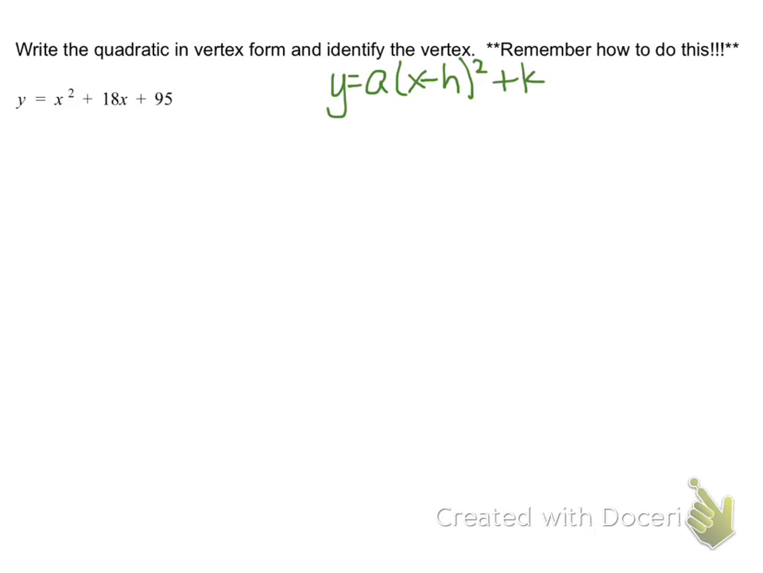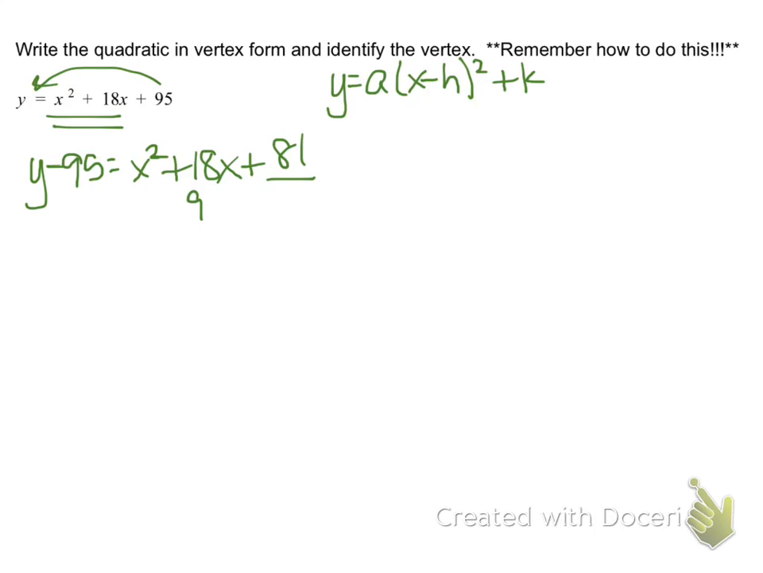So keeping in mind that vertex form is y equals a times x minus h squared plus k. So again, we don't need that 95, so to make things simple, in this example, I'm just going to move that 95 over to the other side. We need the x squared and the 18x to complete the square. Half of 18 is 9. We square that and we get 81. Again, to keep the equation balanced, I need to add 81 to the other side.